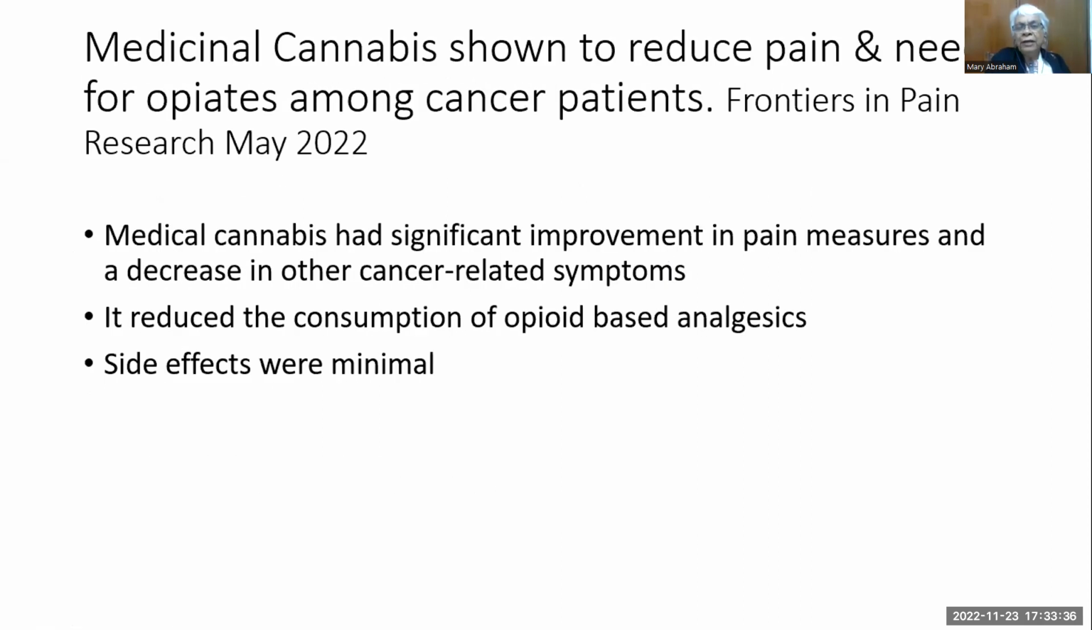So in a recent article that was published, it was shown that medical cannabis has significant improvement in pain measures and a decrease in cancer-related symptoms. Because cancer has a lot of other symptoms as well, like anorexia, mood disturbances, sleep disturbances. So all that can be improved with medical cannabis. And it has also been shown to reduce the consumption of opioid-based analgesics. The side effects were said to be minimal. This was an article which was recently published.